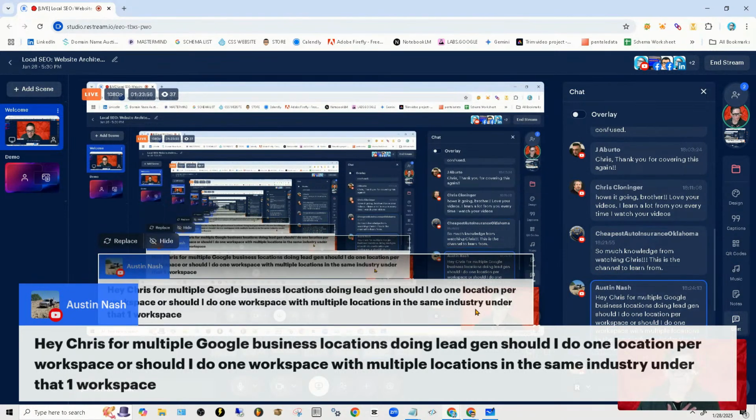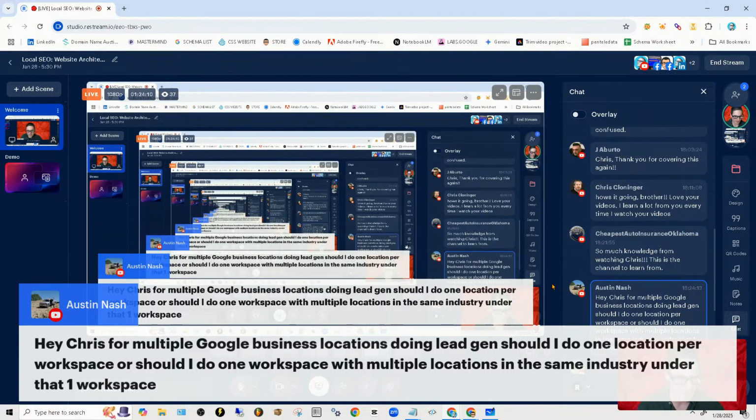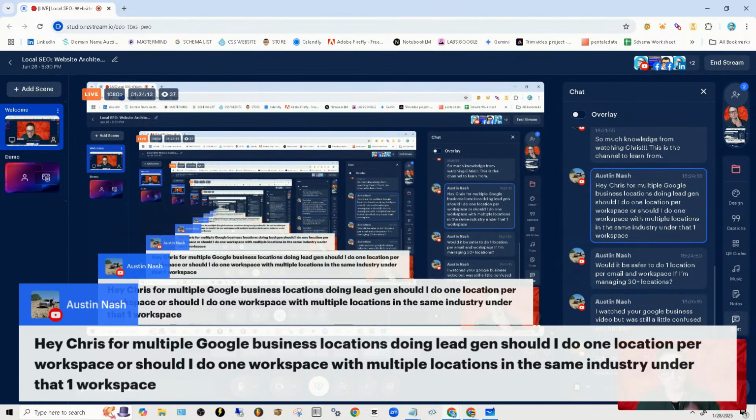Hey, Chris, for multiple Google business locations doing lead gen, should I do one location per workspace? Or should I do one workspace with multiple locations in the same industry under that one workspace? I think the latter is probably much better in this case. Hiding in plain sight is always better than manipulating, right? Try to keep everything on the up and up, even if everything's not. Like what a real business would do, right? A real business would probably use the same business name, maybe dash location, and they would keep them all in one.